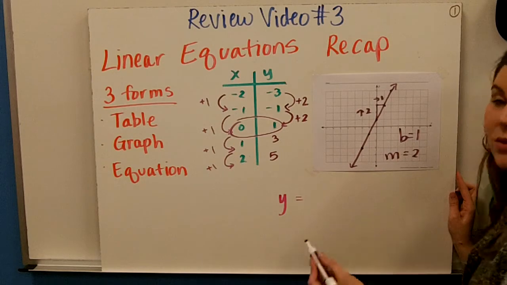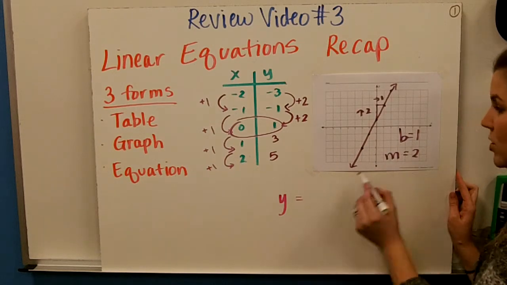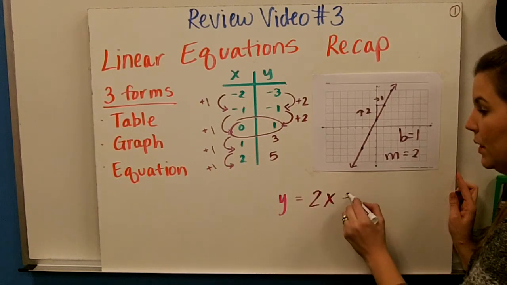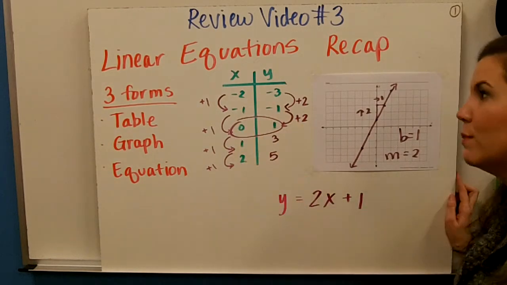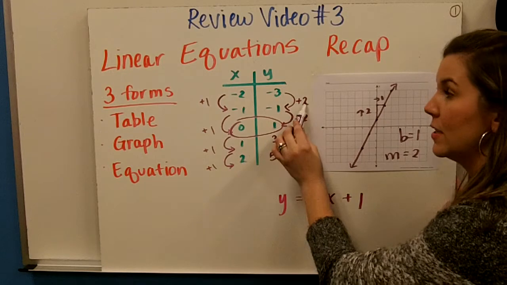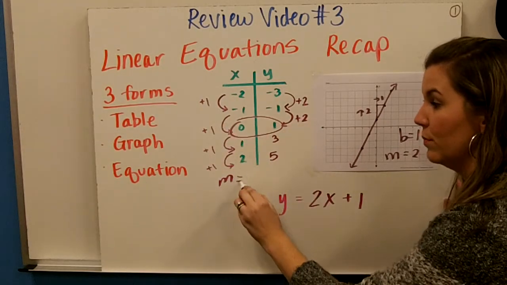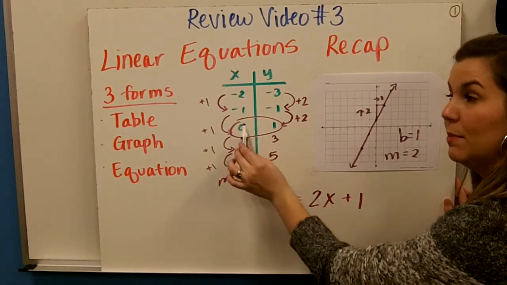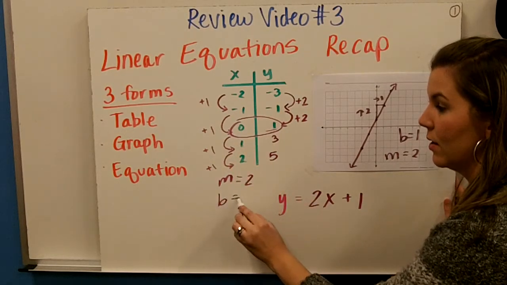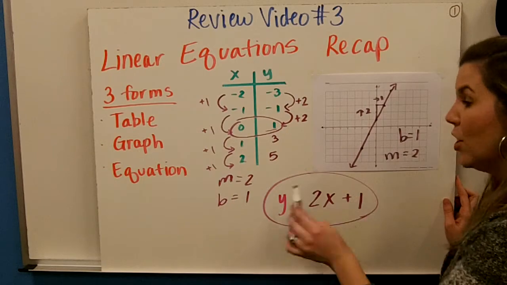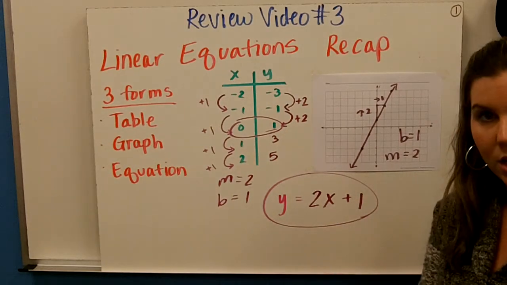I'm writing the equation in y equals mx plus b form. So y equals 2x plus 1. I could have done the same thing from the table. The slope is 2 divided by 1, which is 2. And the y-intercept, remember, is when x is 0. My y value is 1. So I get the same equation. 3 forms of a linear equation.